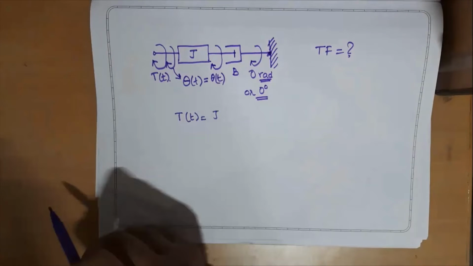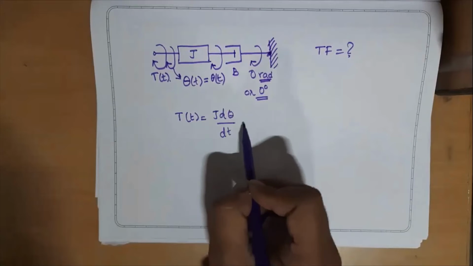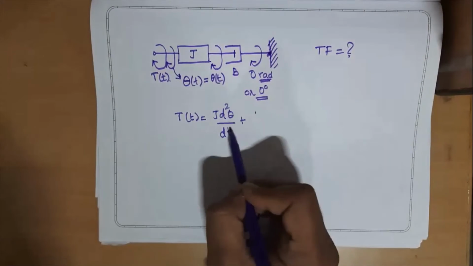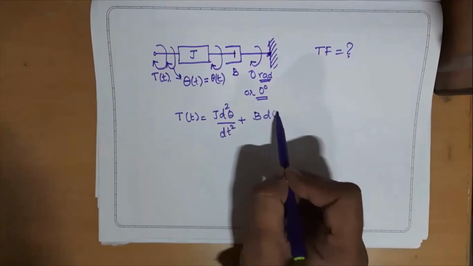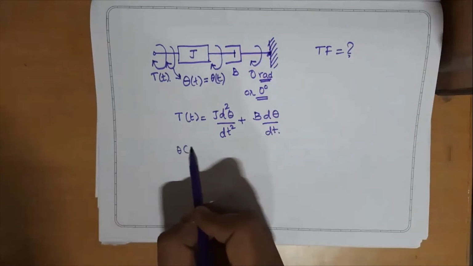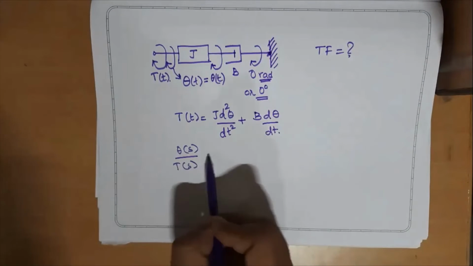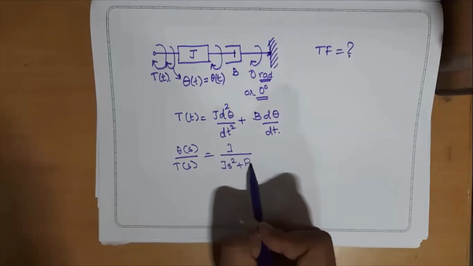So one simple understanding is the torque applied is balanced by both J and B, both moment of inertia and damper block. So applied torque is balanced by both elements. So that is as good as writing T of t equal to J d square theta by dt square plus B d theta by dt. Fine? Simplest. So theta of s by T of s can be obtained by applying Laplace transform. So that will be equal to J s square plus B s.